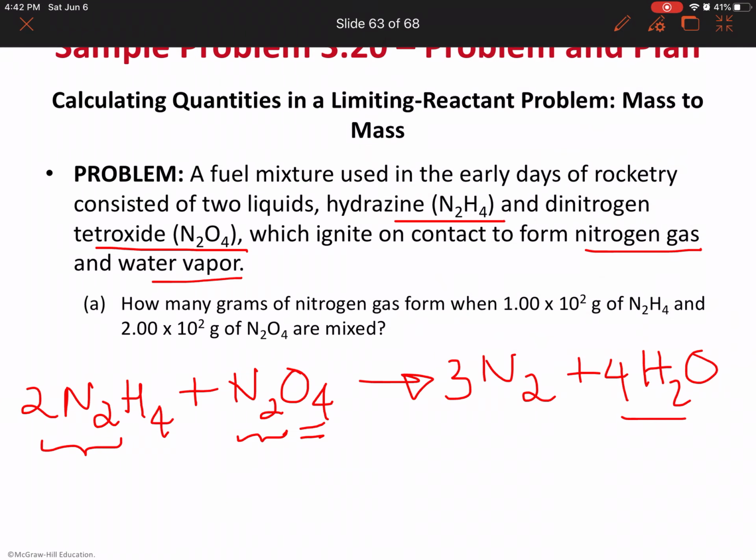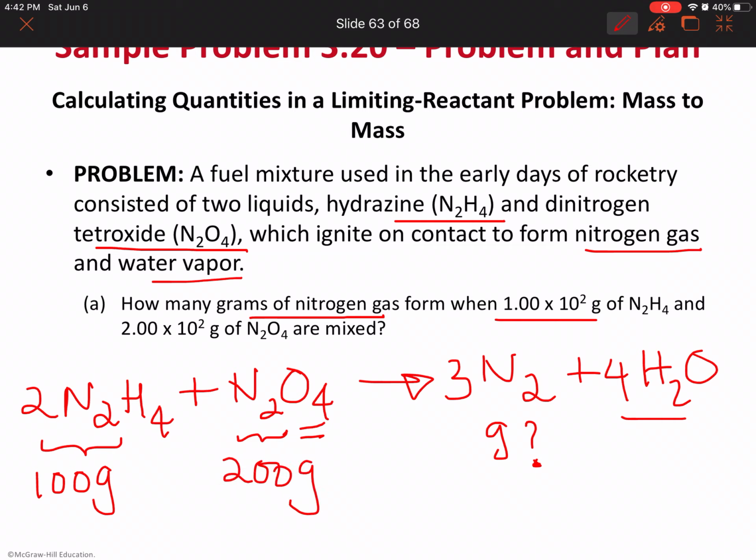Okay. Now what's it asking? How many grams of nitrogen? We need to find out the grams of nitrogen formed when 100 grams, 1 times 10 to the power 2 grams, of N2H4, and 2 times 10 to the power 2, which is 200 grams, of N2O4 are mixed. So we are given these 2.